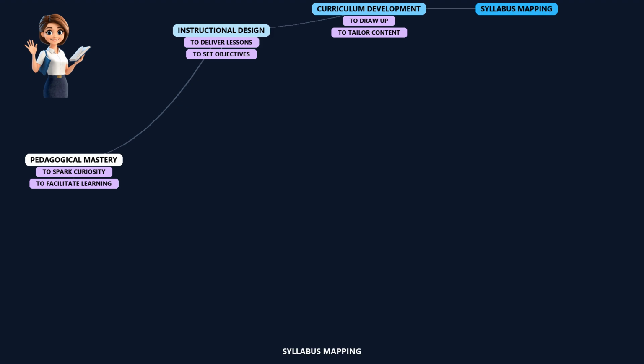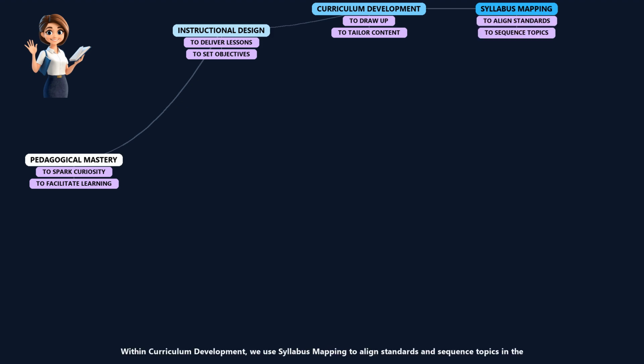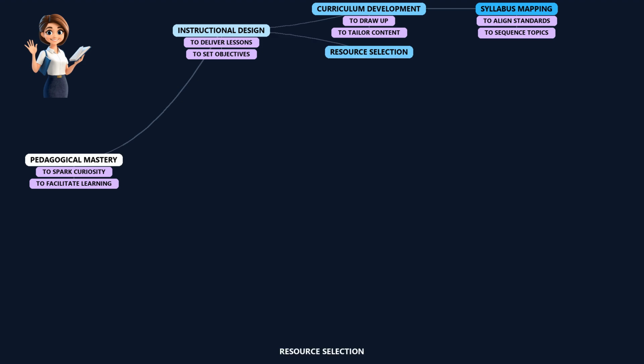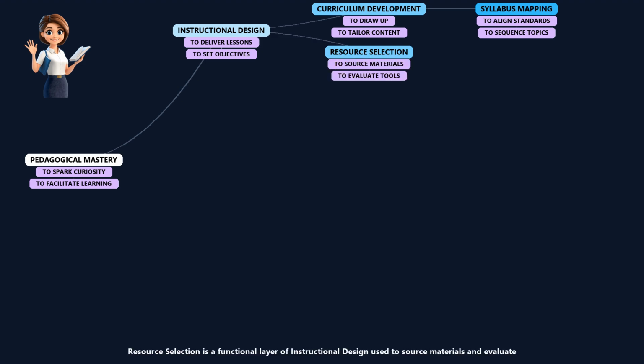Syllabus mapping. Within curriculum development, we use syllabus mapping to align standards and sequence topics in the most logical way. To put it simply, we are matching the national rules and putting the subjects in the right order. Resource selection. Resource selection is a functional layer of instructional design used to source materials and evaluate tools for the modern classroom. Essentially, we are finding great books and checking if an app is actually useful.